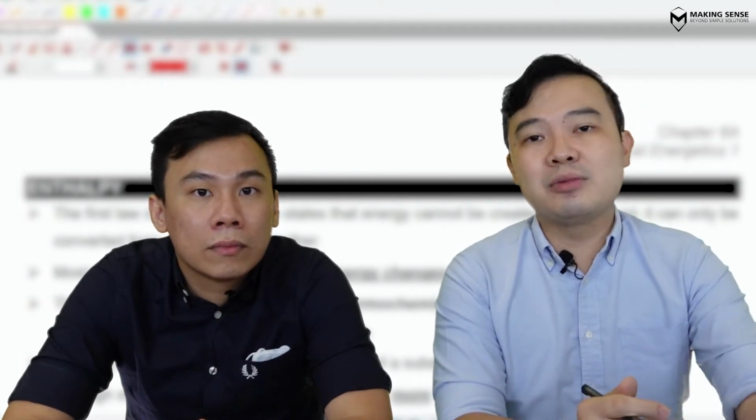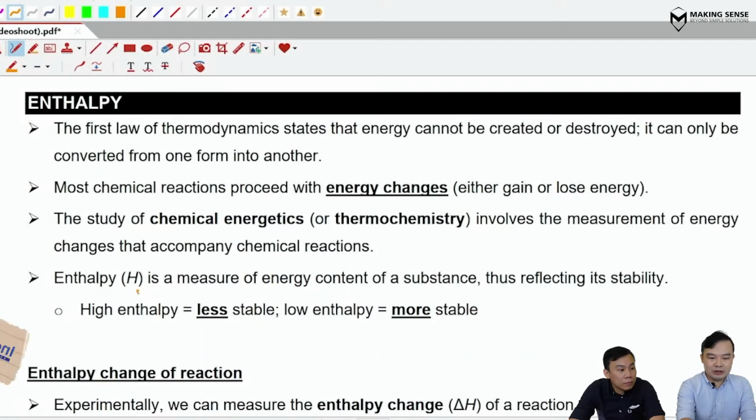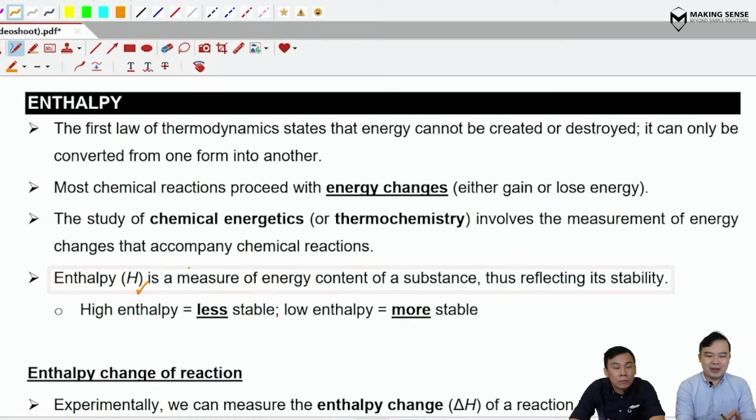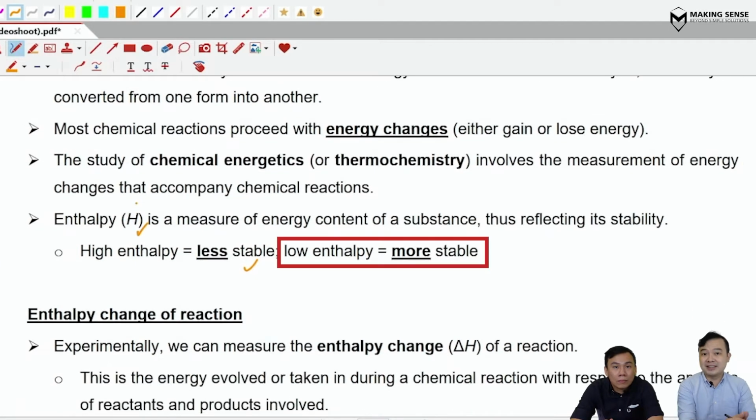So how do we quantify this change in energy? We're going to use this term called enthalpy, right? So enthalpy over here is generally denoted by the letter H. It is a measure of the energy or heat content of a particular substance. So the idea over here is if you have high enthalpy, it means that you have a lot of energy. And do you think this is stable or unstable, Mr. Yap? High energy is like hyperactive, right? They cannot sit still, so it's not going to be stable. That's right. So if you have high energy content, chances are you're going to be very unstable, and the vice versa will be true as well.